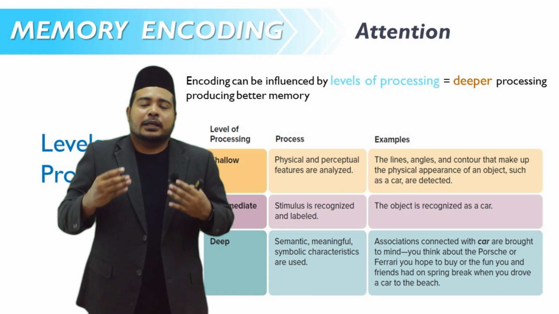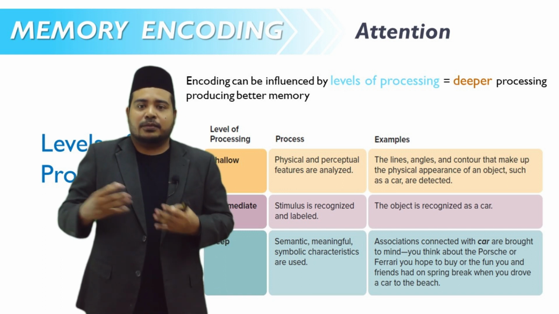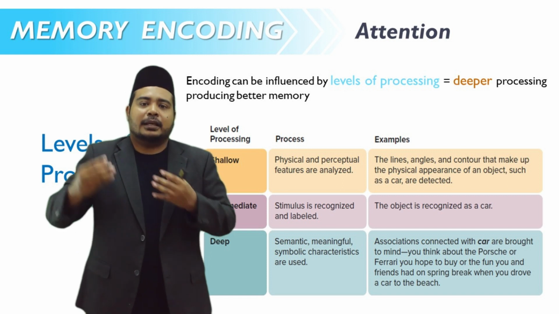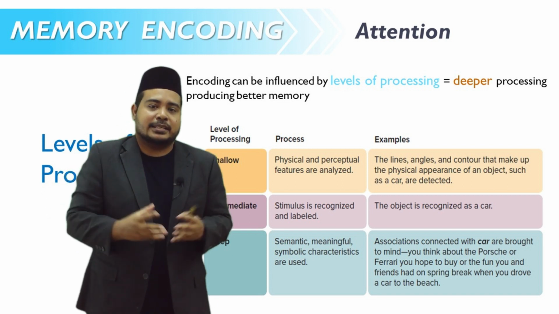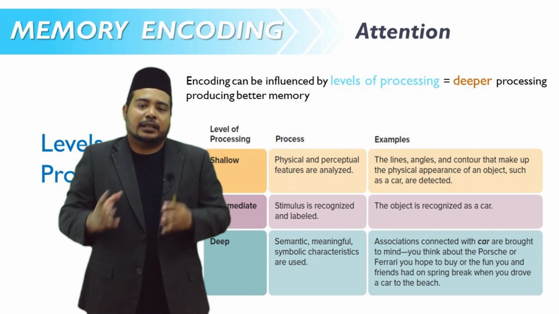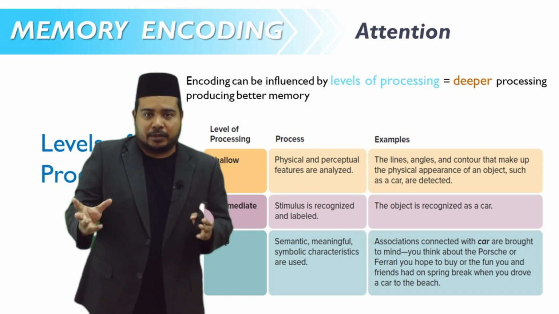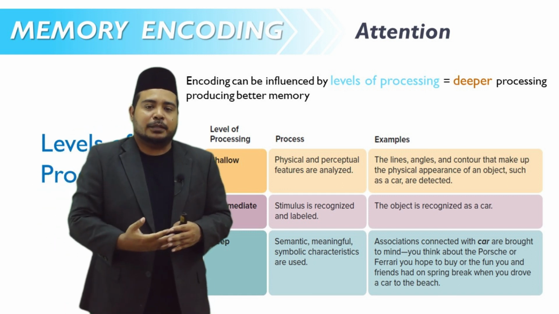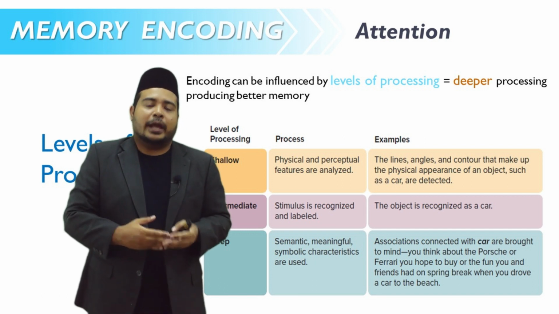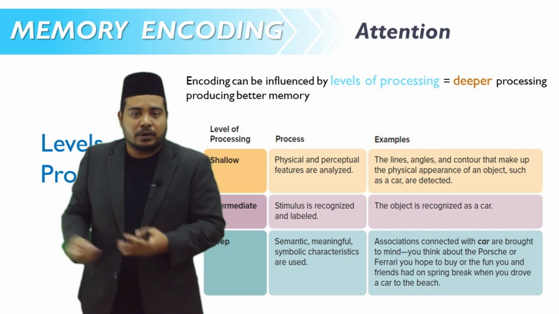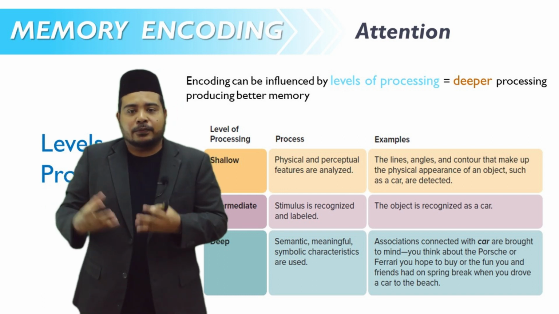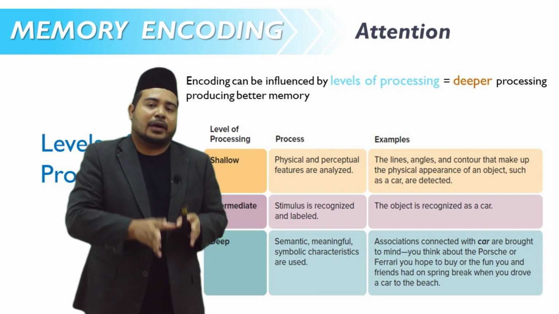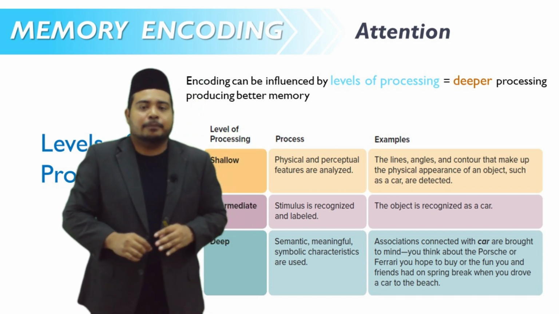With intermediate processing, we process the stimulus and recognize it based on its level. What are the concepts involved? Even deeper than intermediate is deep processing, where semantic processing involves semantic, meaningful, symbolic characteristics that are applied in order for us to pay attention to that situation.